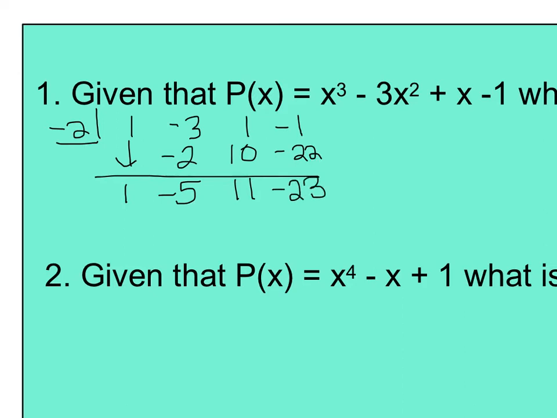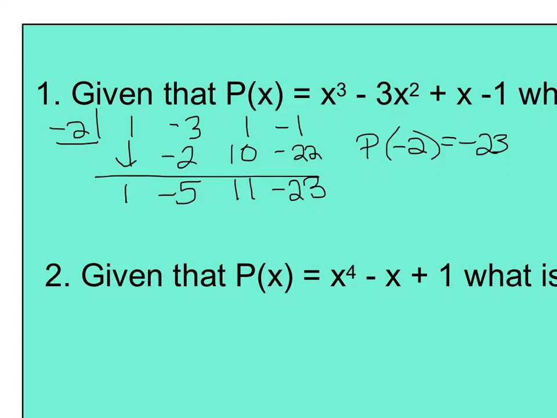And remember, by the remainder theorem, that means that the value of -2, if you were to put it into the equation, equals -23. So we write it as p of -2 equals -23.